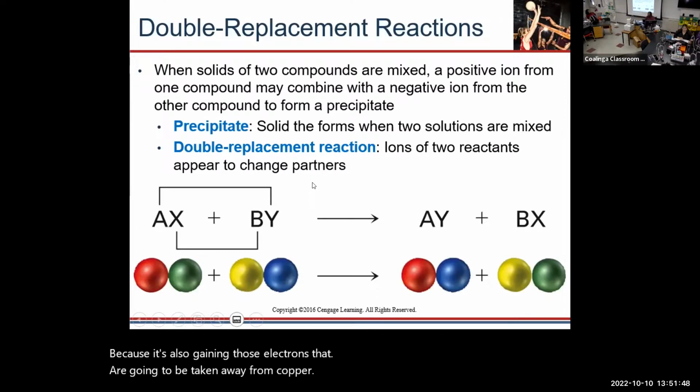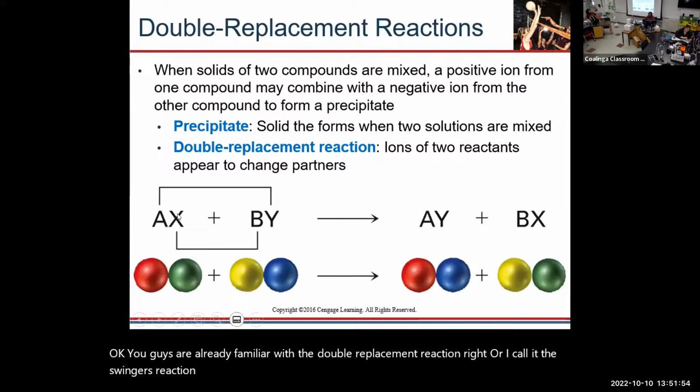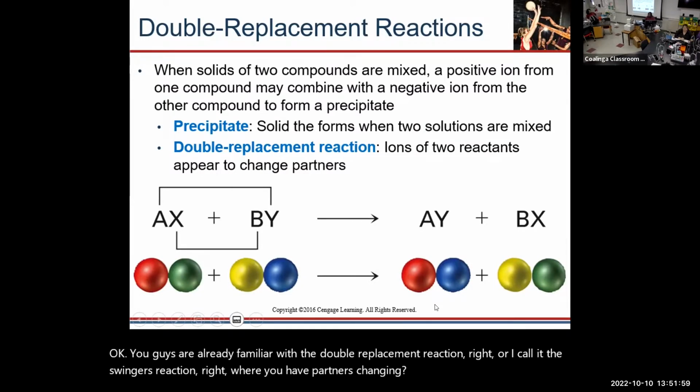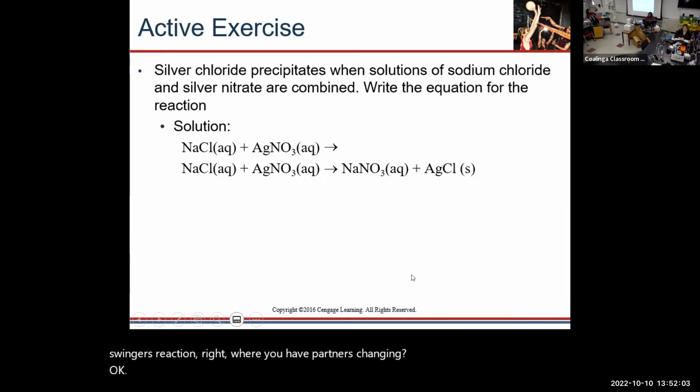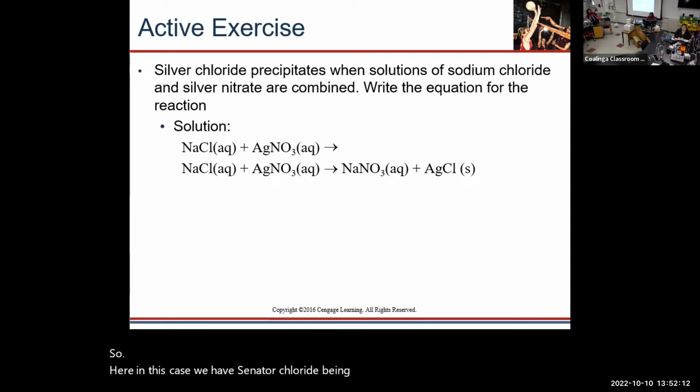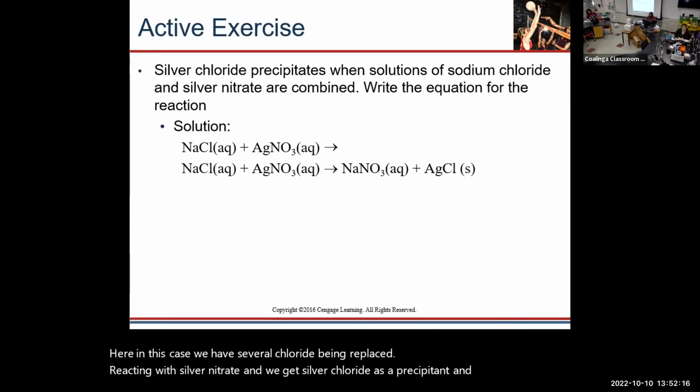You are already familiar with the double replacement reaction, right? Or I call it the swingers reaction, where you have partners changing. So here, in this case, we have sodium chloride being replaced with silver nitrate, and we get silver chloride as a precipitate, and we get sodium nitrate as our other product.